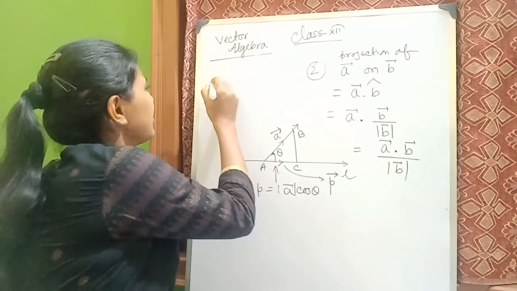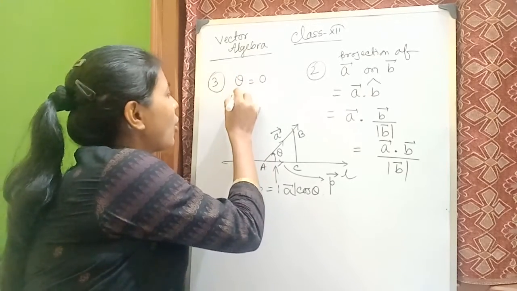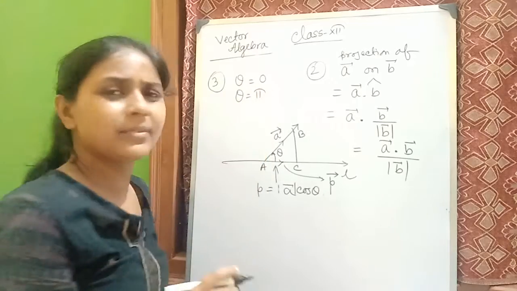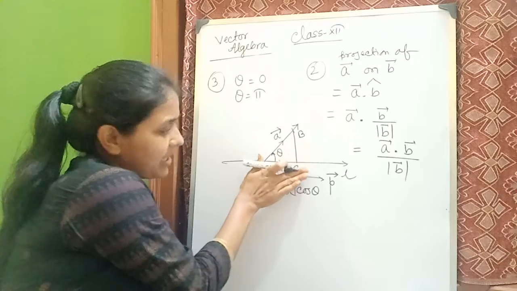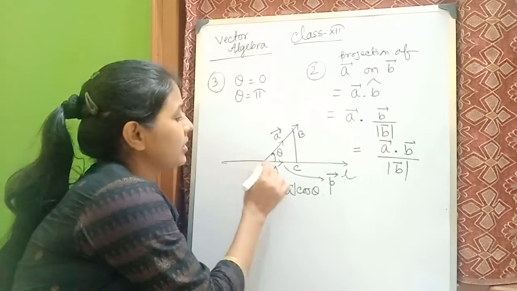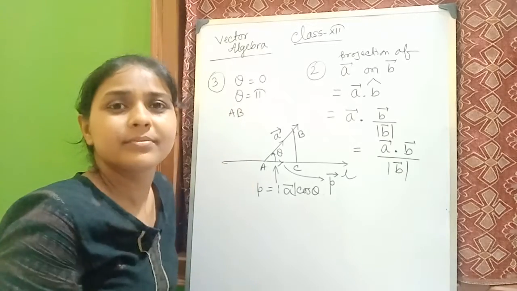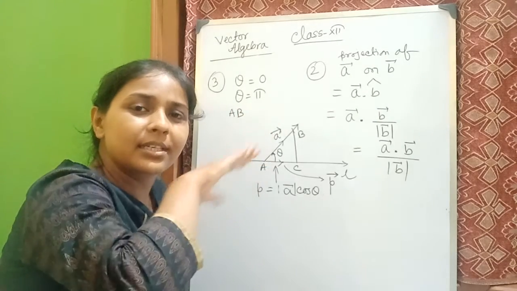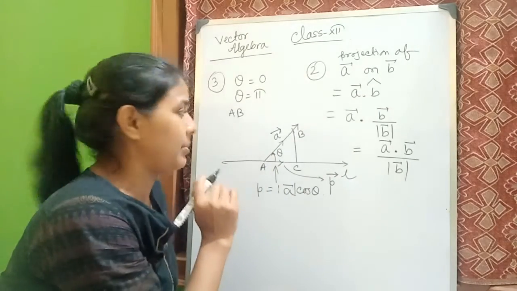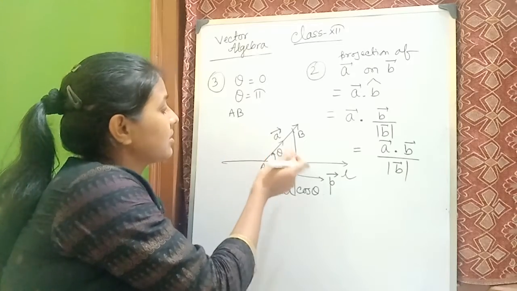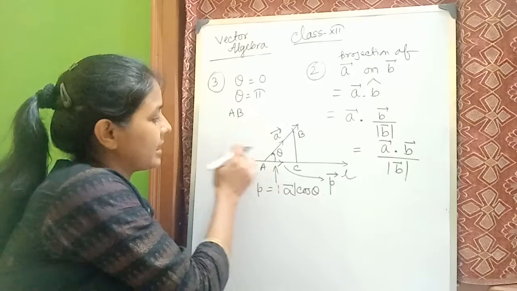Third observation: if theta equals 0 or theta equals pi. Suppose theta equals 0, that means AB is coming like this along AC. So it is quite obvious that the projection will be AB, because it is going along the given line. And when we get pi, meaning 180 degrees, that means this side.